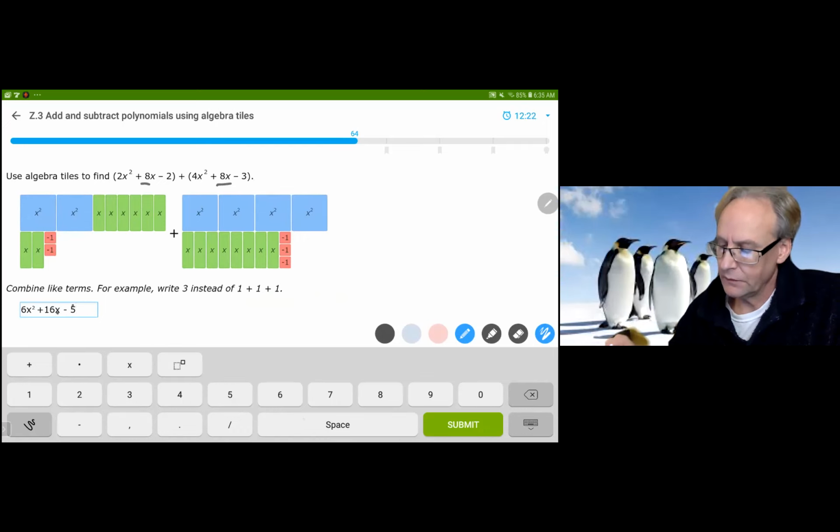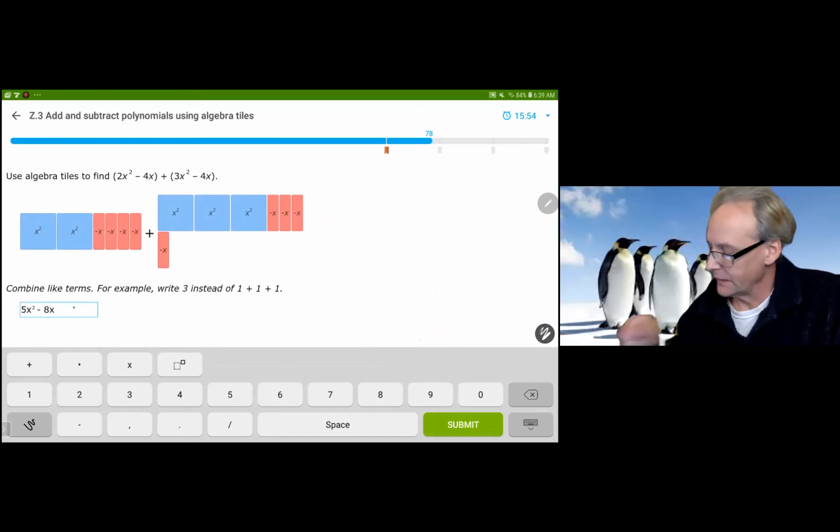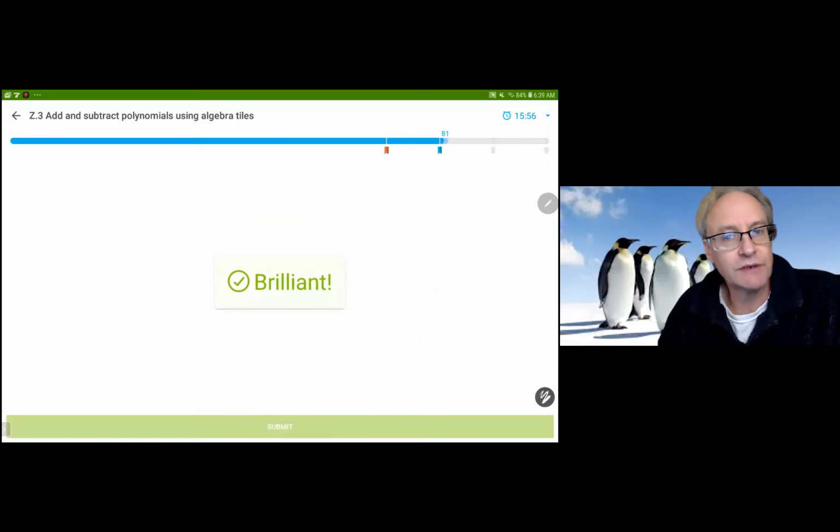Well, we're just adding them up, so this one shouldn't be too bad. 5x squared. And we've got negative 4 and negative 8x minus 8x. And it looks like that is correct based on my expression on top as well.